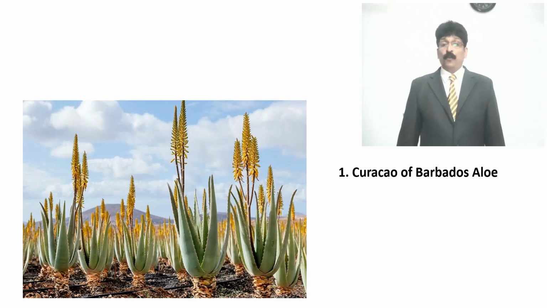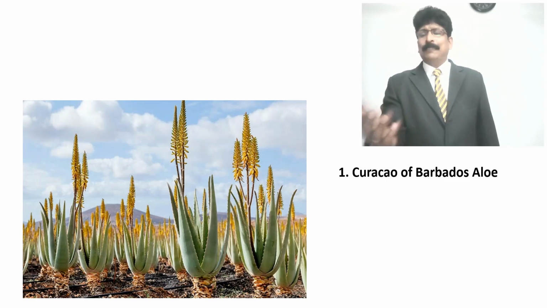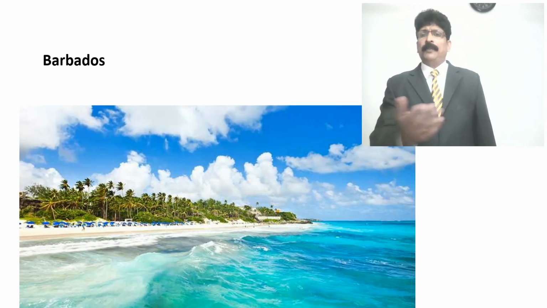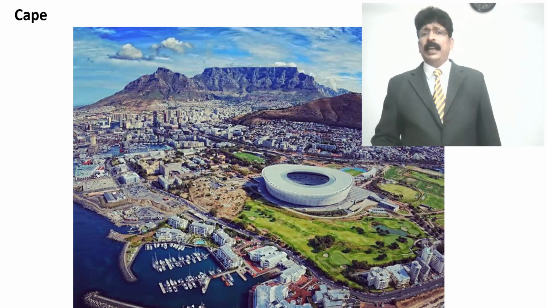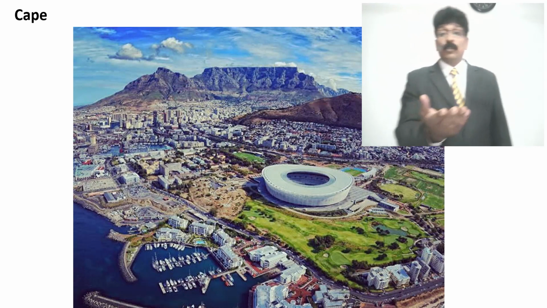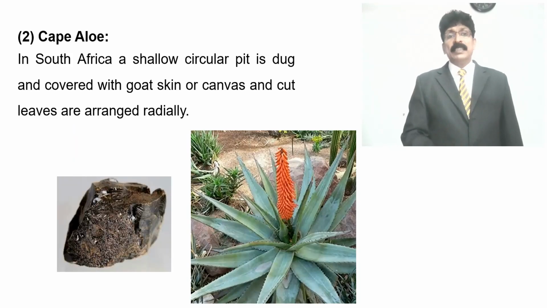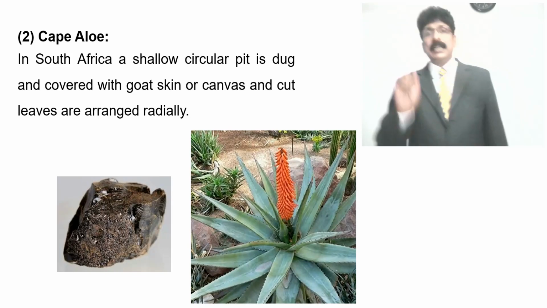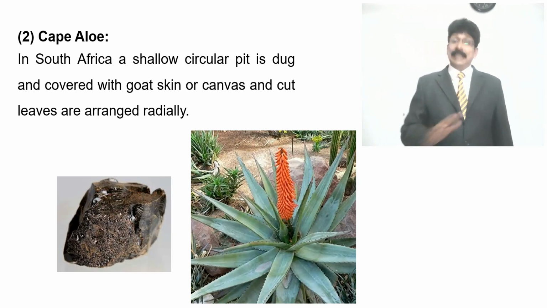So these 4 aloes, students: this is Curacao or Barbados aloe. Barbados is present near the United States of America, among the islands we know as the West Indies. So it comes from there. And this is Cape, South Africa, a city in South Africa. This is the plant which is called Cape aloe. In South Africa, a shallow circular pit is dug and covered with goat skin or canvas, and cut leaves are arranged radially.